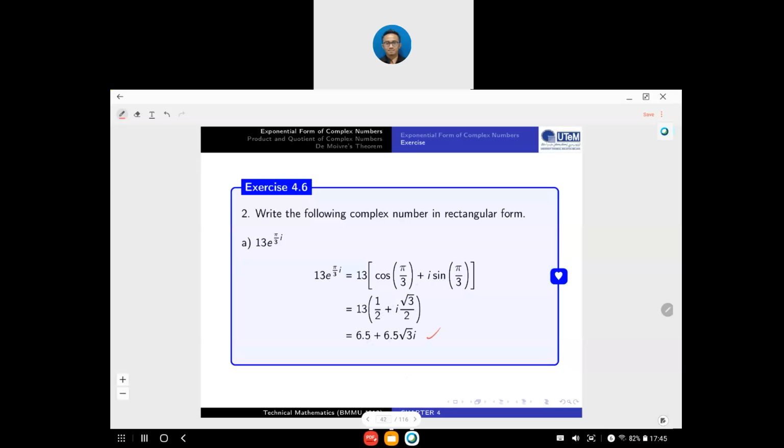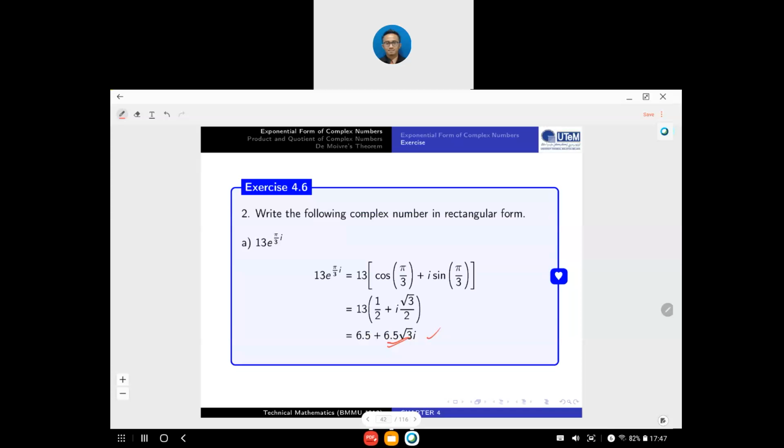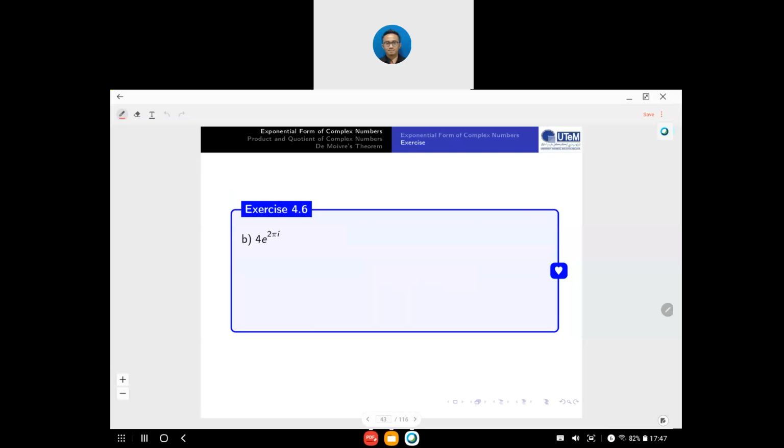Okay, and then B for exponent 2 pi I. So this one also the same thing. Sir, R equal to... Okay, next question B, for exponent 2 pi. So this one also the same thing. Your R equal to 4, your theta equal to 2 pi.